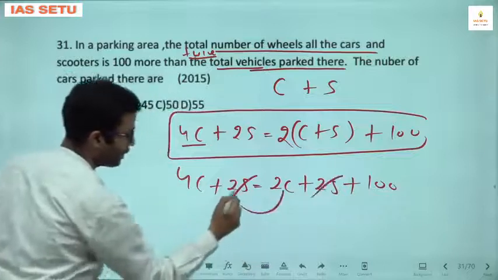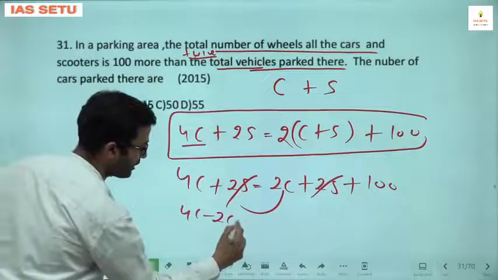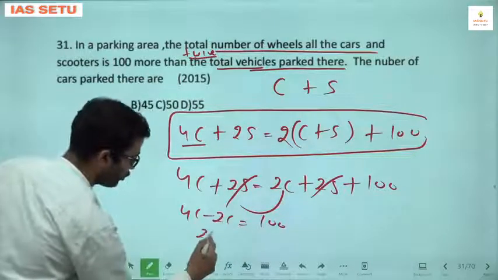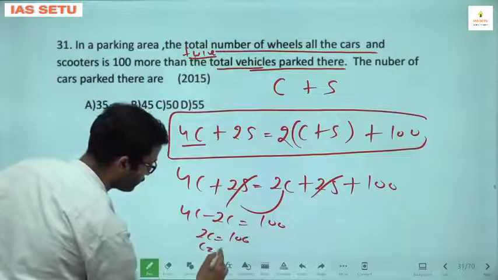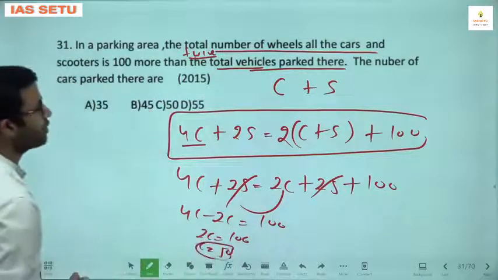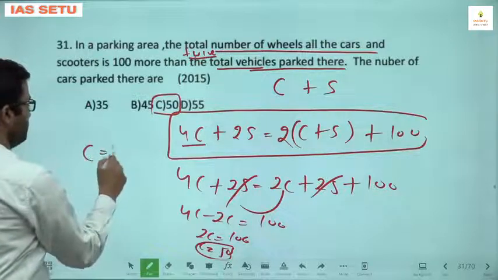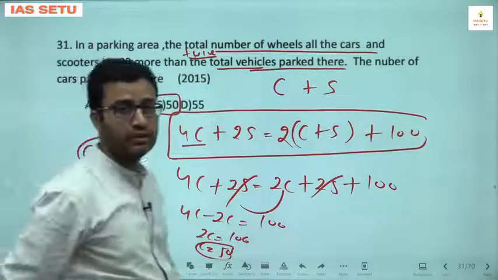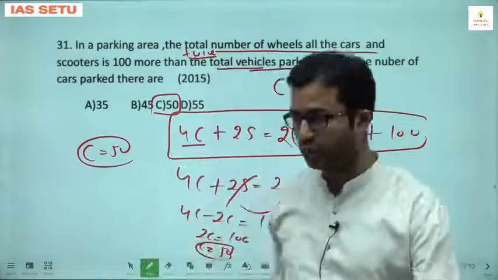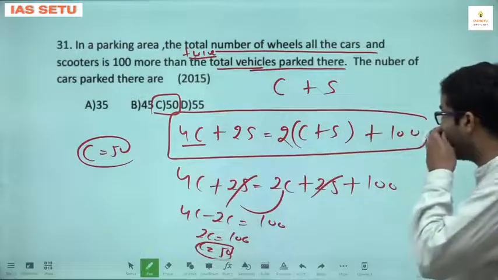2S cancels. You take 2C to this side. 4C minus 2C is 100. 2C is 100. The value of C here is 50. The number of cars parked is 50. So the answer is C, it is 50. So make the correction: twice the total vehicles parked there. Okay, sorry for the inconvenience. So there is a correction in question number 31.